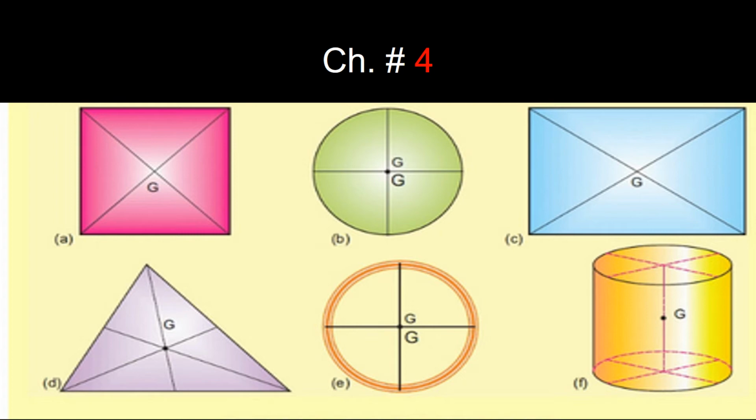And number 4 is the triangle. The center of gravity of this shape is the intersection of its medians. And the last, number 6, is the cylinder. The center of gravity of this object is the center of the two circles at its ends, and the line joining these two centers is also the axis of rotation of the cylinder.